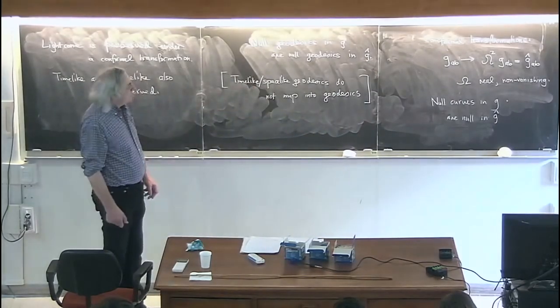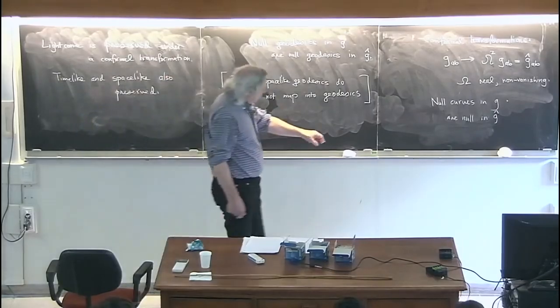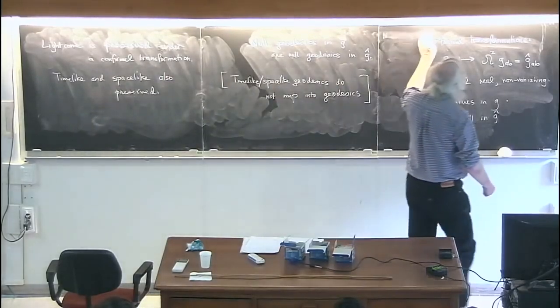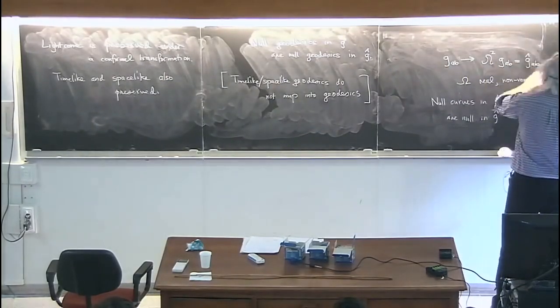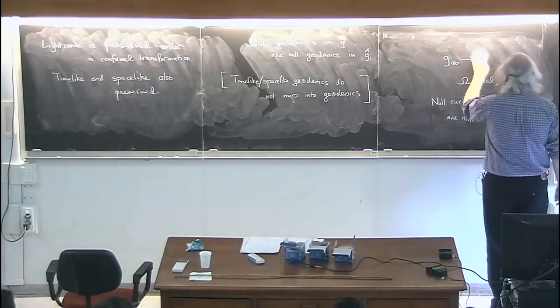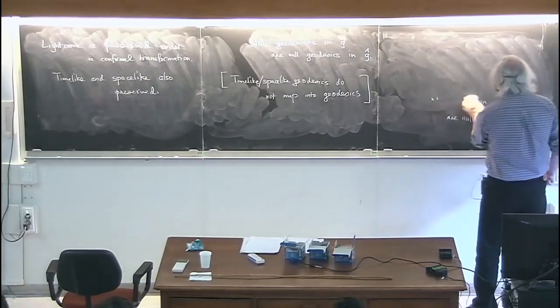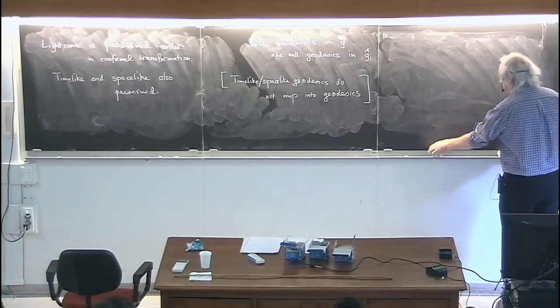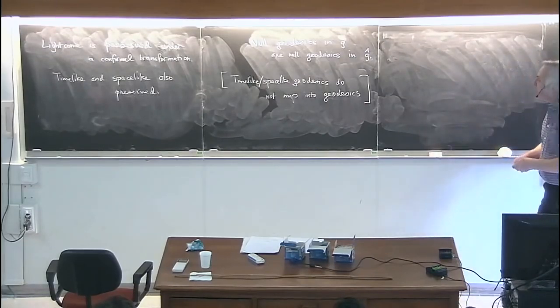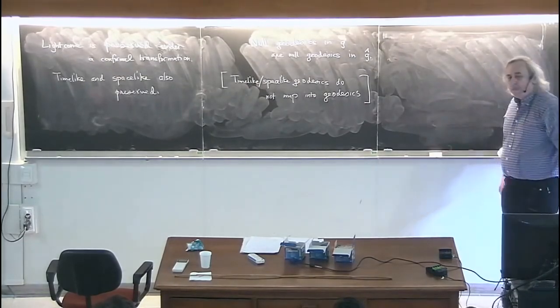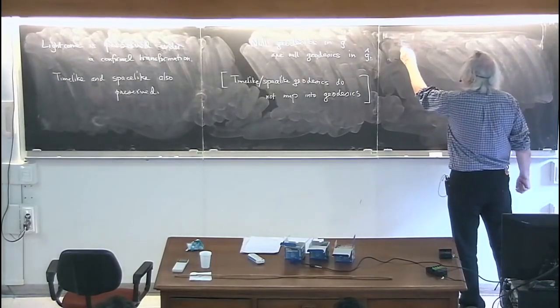There's some other properties that make conformal transformations an enticing thing to do, and that is that some field equations are invariant under conformal transformations. That is to say, solutions of the field equations remain solutions of the field equations. So some examples. Electromagnetism.